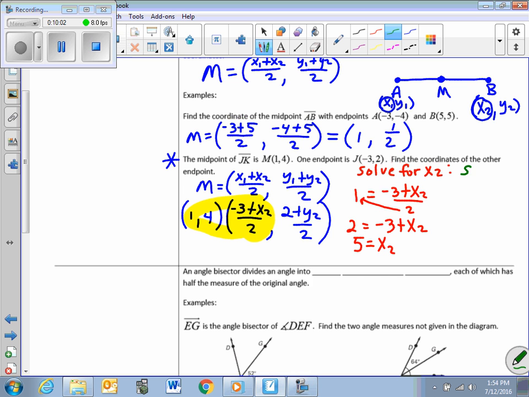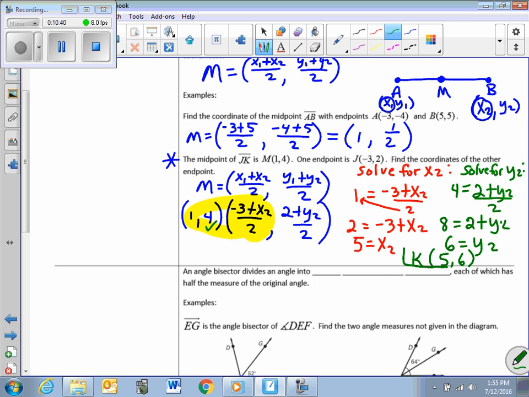Let me now solve for y sub 2. I'll do the same thing I did here for x. My y value is 4. I got that right there, 4. And I know that equals 2 plus y sub 2 over 2. Cross multiply, I get 8 equals 2 plus y sub 2. So y sub 2 then is going to be 6. So the other endpoint, what is the other endpoint? The other endpoint is k, so I know that k is 5, 6. And that is how you would want to express your answer there.